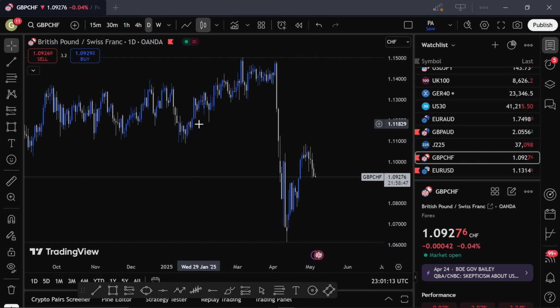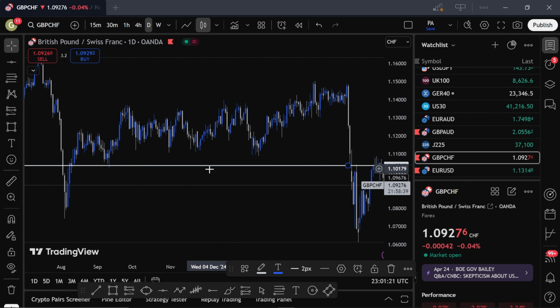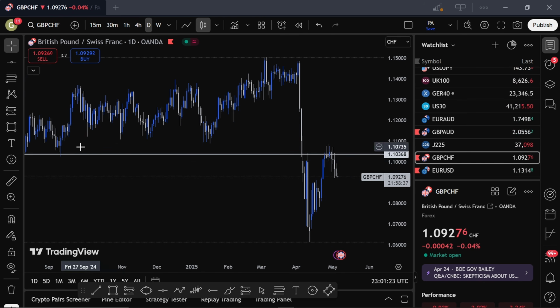We can clearly see that this market recently broke an area of support. Here we have a support. We can see that the market recently broke this area of support and came back to retest it again. Now it's selling off. This is clear evidence that this market is now in a downtrend.